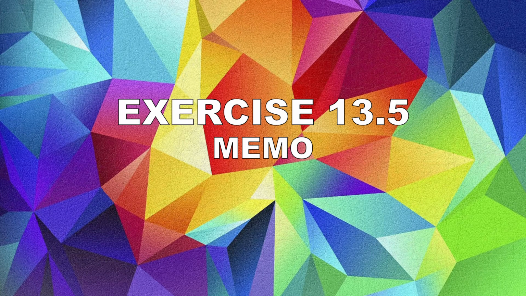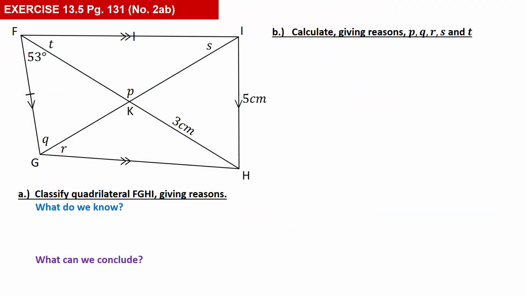Hi guys, here's the memo explanation for 13.5. This was the quadrilateral they gave you, and they said that you needed to classify it and then work out the values of P, Q, R, S, T.